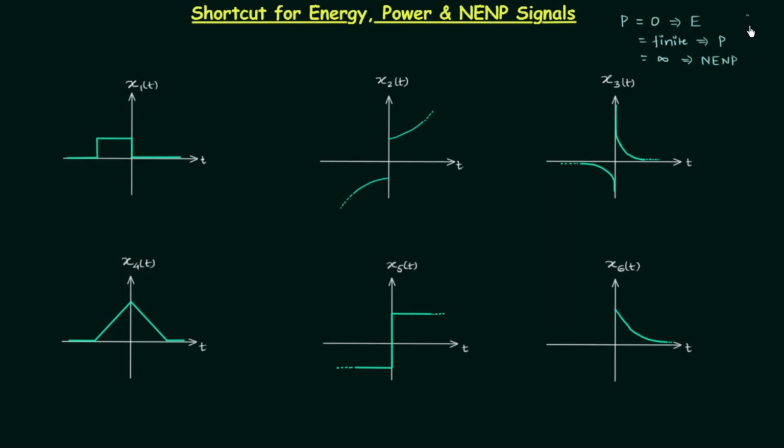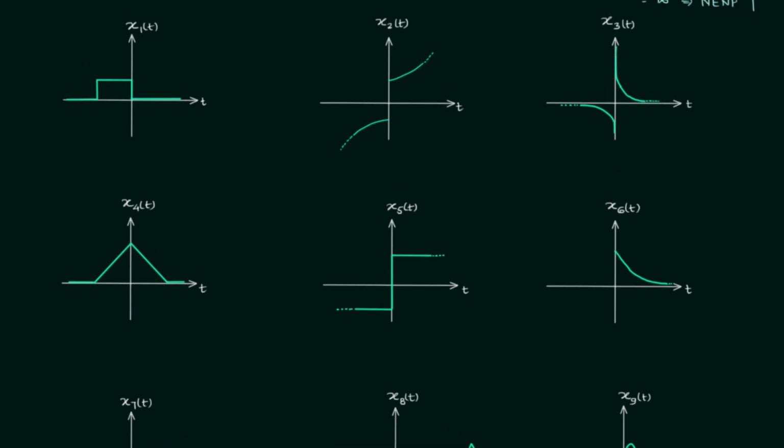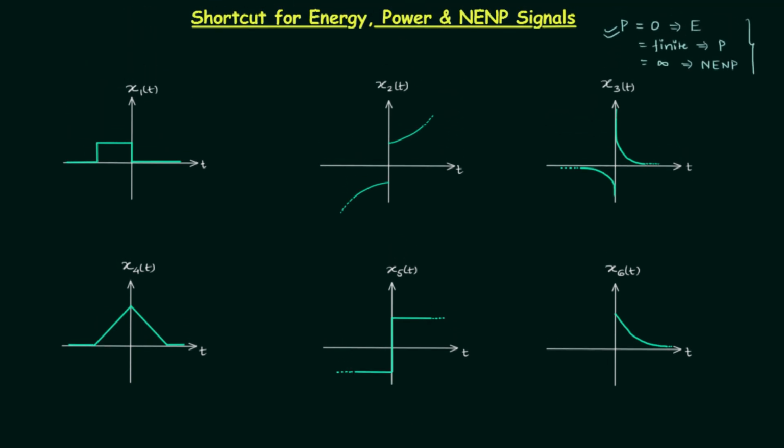But we will not perform the calculations. In this lecture, we will not perform any calculation. We will not calculate the average power P, but we will directly try to find out if the given signal is energy signal, power signal, or neither energy nor power signal. On your screen you can see 9 different waveforms, and we will try to find out what type of signals are they one by one. The name of the lecture is shortcut for energy, power, and NENP signals.